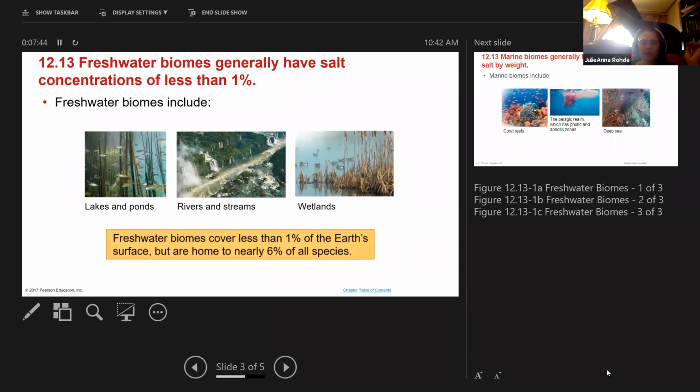Freshwater biomes cover less than 1% of the Earth's surface, but are home to nearly 6% of all species. So a lot of things try to live on just a little bit of water.